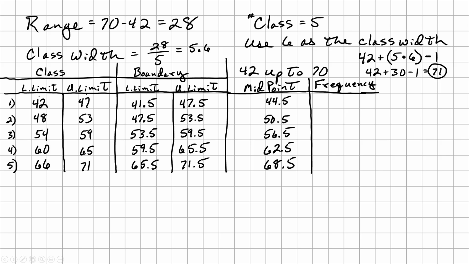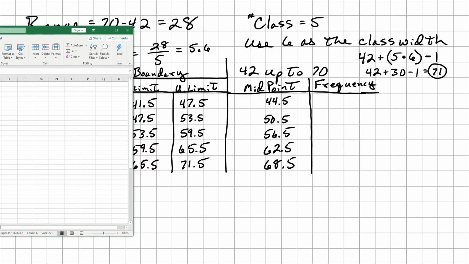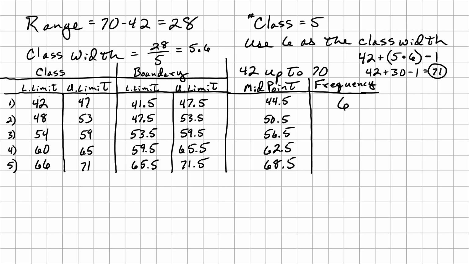So the first one is from 42 to 47. So what I need to do is actually look at my data set, and I need to look for those values that are from 42 to 47. I'm going to bring the Excel slide back in, and I'm just simply going to highlight this from 42 to 47, and I note that there are 6 values there. So I'm going to go ahead and write that in my distribution. Okay?